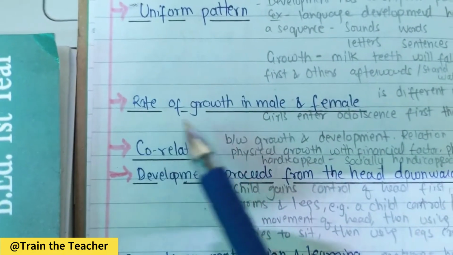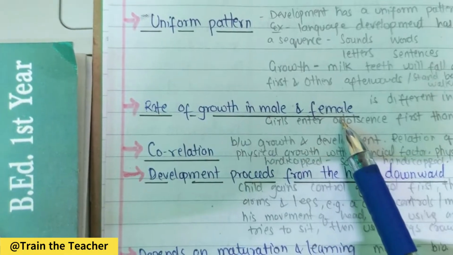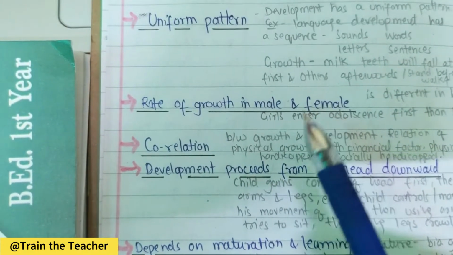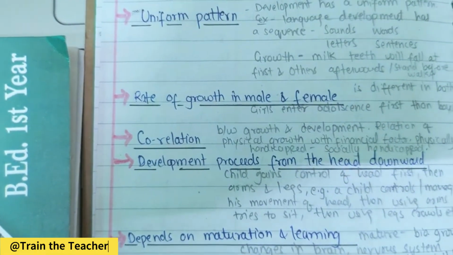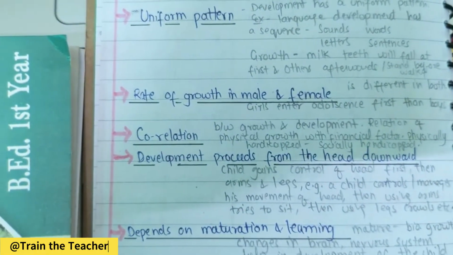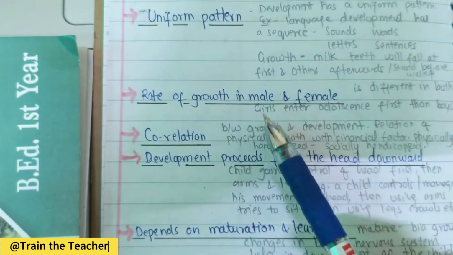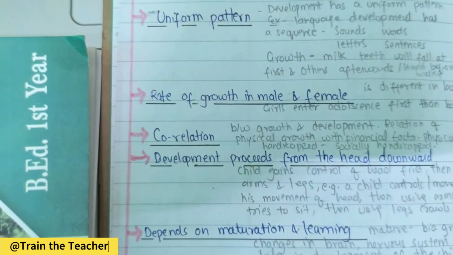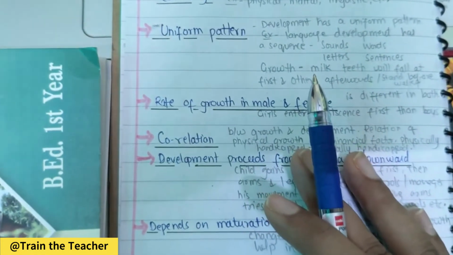Next, we have rate of growth in male and female. This is again a principle of rate of growth. Again, it's common. All the females hit puberty, they hit adolescence at the age of 11 to 12, whereas males hit adolescence a year later at the age of 12 to 13. So again, it's a common principle.